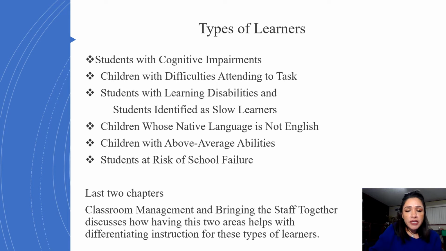The types of learners discussed in this book are students with cognitive impairments, children with difficulties attending to tasks, students with learning disabilities, students identified as slow learners, children whose native language is not English, children with above average abilities, and students at risk of school failure. The last two chapters discussed in this book are classroom management and bringing the staff together. And it talks about how these two areas can also help with differentiating the instruction of these types of learners.